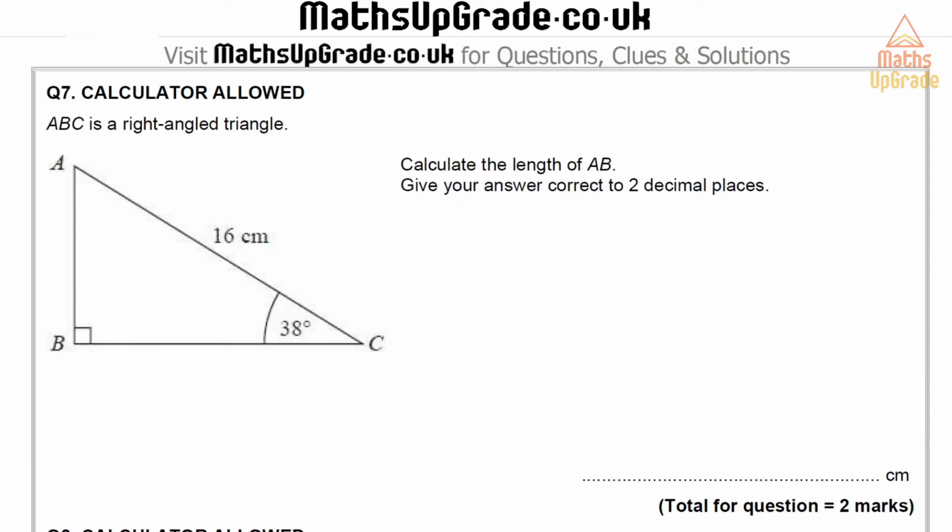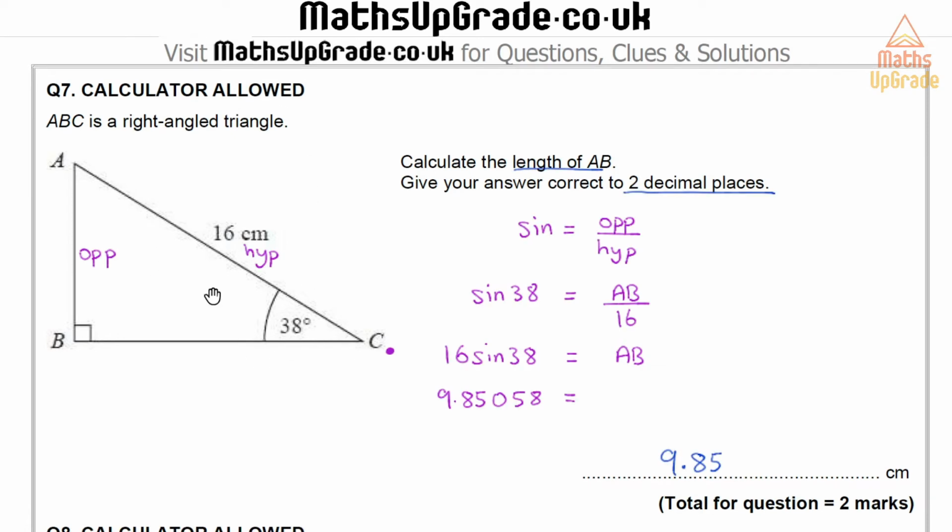Question 7. Another right angle triangle. I'm going to find the length of AB. So again, the first thing I'm going to do is imagine I'm standing on the angle that's given to us, which is here. We then need to label these sides. So the side which is the hypotenuse is the longest side, and it's opposite the right angle, so that's the hypotenuse there. The side opposite to me is this one, AB, and the side next to me is this one. This is the adjacent. So label up those sides like that.